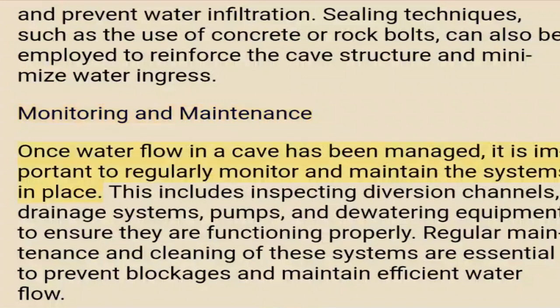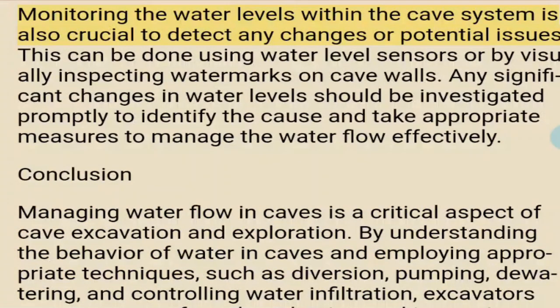Monitoring and maintenance. Once water flow in a cave has been managed, it is important to regularly monitor and maintain the systems in place. This includes inspecting diversion channels, drainage systems, pumps, and dewatering equipment to ensure they are functioning properly. Regular maintenance and cleaning of these systems are essential to prevent blockages and maintain efficient water flow. Monitoring the water levels within the cave system is also crucial to detect any changes or potential issues. This can be done using water level sensors or by visually inspecting watermarks on cave walls. Any significant changes in water levels should be investigated promptly to identify the cause and take appropriate measures to manage the water flow effectively.